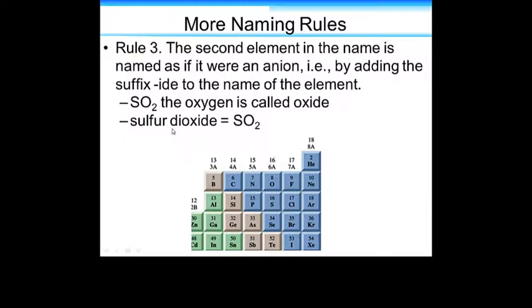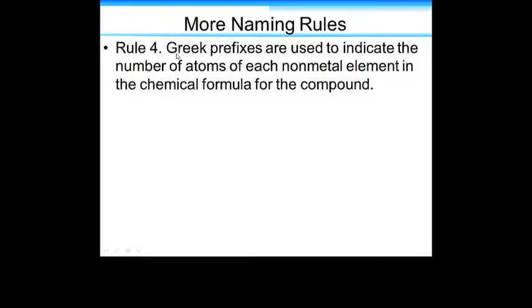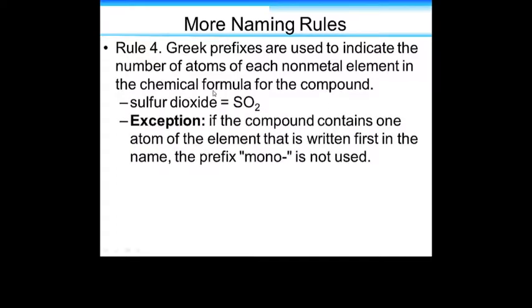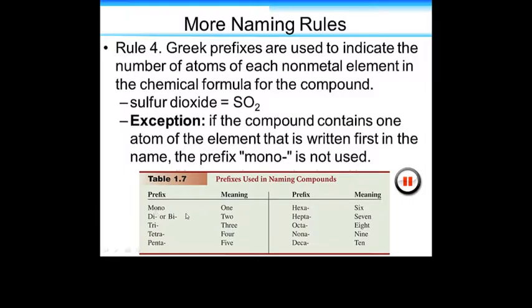SO2, sulfur dioxide. And the di refers to the number of oxygen, which brings us to Rule 4. We use Greek prefixes to indicate the number of atoms. So let's take a look at those down here.